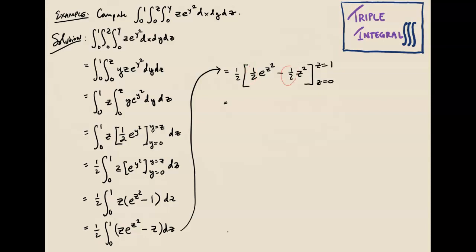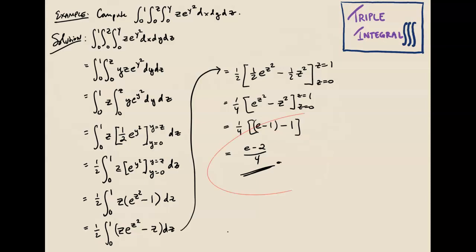Let's factor out that half and pull it through, giving us a quarter outside and this stuff inside. Now when we evaluate that, we get e minus 1 minus 1, so that the whole thing becomes (e minus 2) over 4. And that's it. That is the numerical value of our integral.